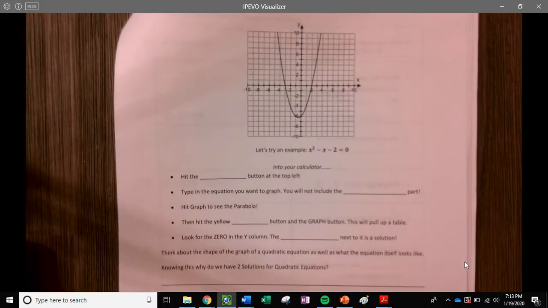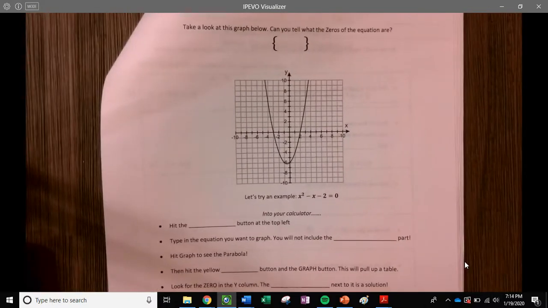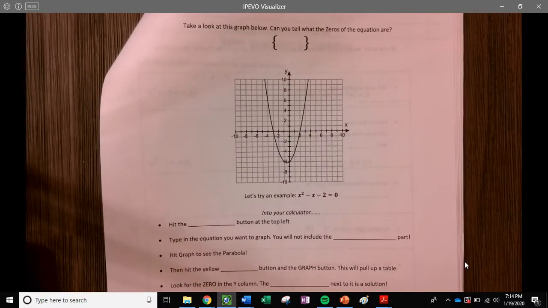So, let's take a look. Take a look at the graph below. Can you tell what the zeros of the equation are? Oh, what's a zero, you ask? Remember, that's one of the words that we use interchangeably to mean answer.